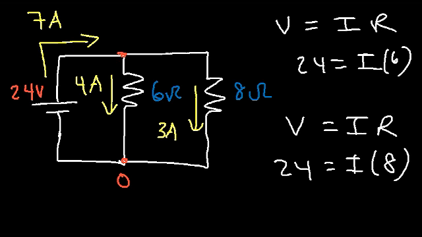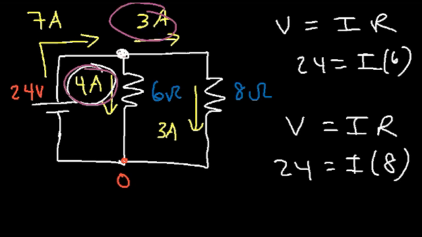Now, if we focus on this point right here, 7 amps of current approaches that point, 4 amps goes down, and 3 amps travel this way. This is related to Kirchhoff's current law. The current that enters the point must equal the total current that leaves the point, which is true. 7 amps of current approaches the point, and 7 amps of current moves away from the point. The 4 amp current and the 3 amp current, which adds up to 7, they both move away from that point. So that's in harmony with Kirchhoff's current law.